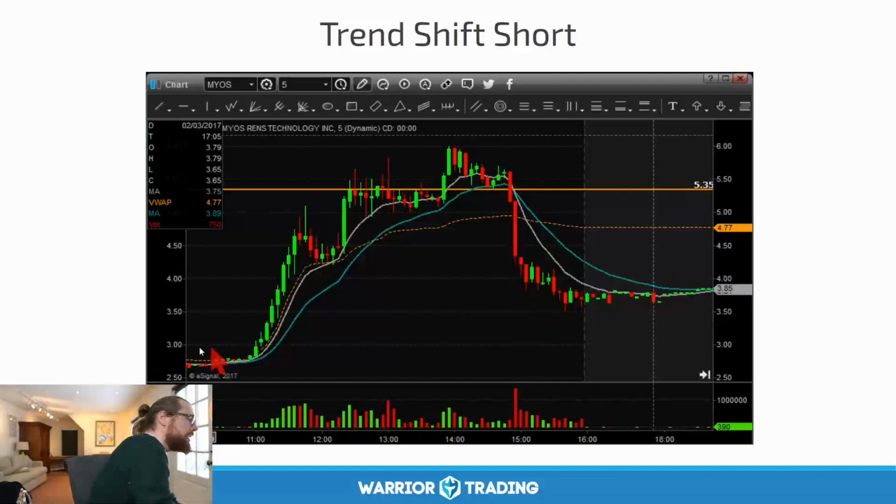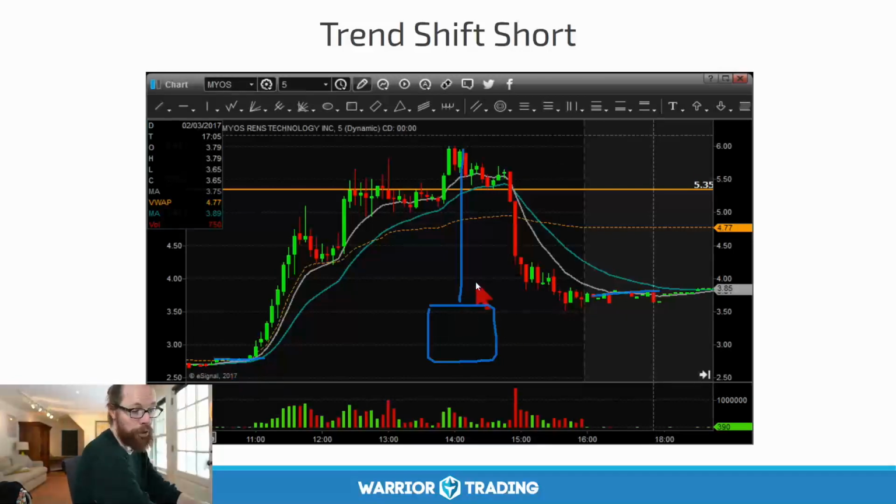So the open was here. So this is our open. This is our close. So the body of the candle is like this, and it has this topping tail up to here. Now it is green because we opened here and closed here, but it's a green topping tail candle. So now as a swing trade, the stock is no longer set up. It no longer looks good for second day continuation.